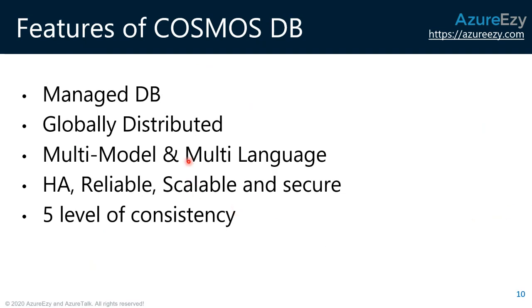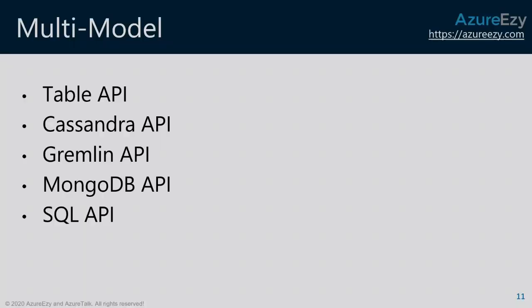Let's start with multi-model. We did talk about multi-model at the beginning, that there are 4 NoSQL database types. So let's understand it further. The types of NoSQL DBs first, as we mentioned, there are generally 4 types of NoSQL DBs: key value, document, columnar, and graph.